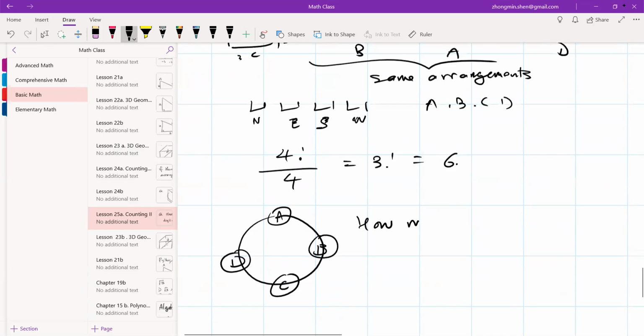How many different arrangements are there, if we don't count north or south, but we do count who is on my right side and who is on my left side? This is the relationship. For example, for A, the left-hand side is B and the right-hand side is D. That's important.